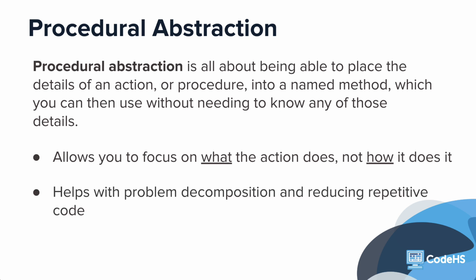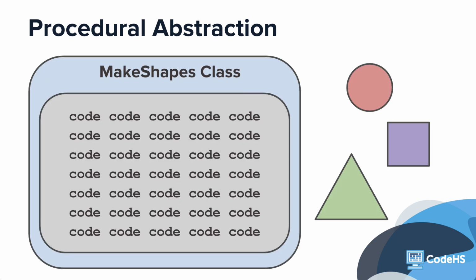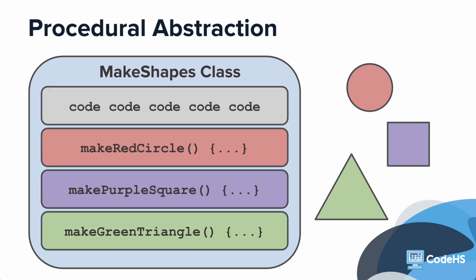It helps with problem decomposition and reducing repetitive code. It facilitates smooth maintenance or modifications without necessarily needing to notify all those who use the shared method. At the highest level, procedural abstraction helps you decompose larger behaviors of a class into more manageable and discrete smaller behaviors. For example, let's say you have a MakeShapes class that is just one long list of code, which can output 3 different shapes. You can use procedural abstraction to decompose your class into methods that create each shape, like this. Already, this makes your code easier to understand and reuse.